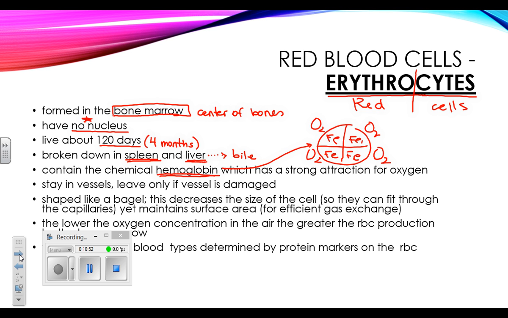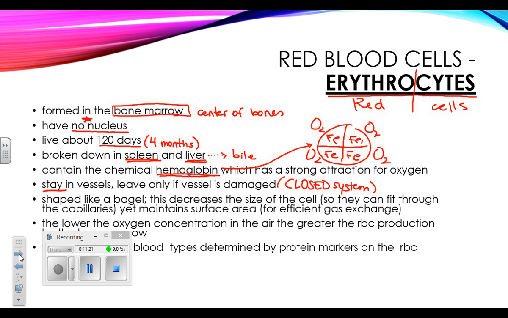Now the next point goes back to something we talked about in a previous lesson. Red blood cells stay in your blood vessel. They do not leave purposefully. They will only leave if your blood vessel is damaged. In other words, this represents a closed system. Red blood cells do not want to leave your blood vessels, ever.